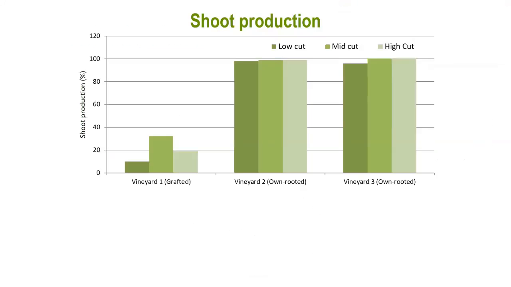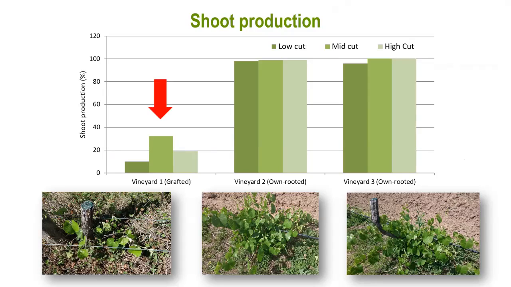After remedial surgery, we monitored the shoot production for 3 years. And what we found is that for vineyard 2 and vineyard 3, they recovered really well, and all vines produced new shoots, regardless if we cut them low, mid, or high, as you can see here on the graph. However, for grafted vines, particularly those that were cut low and near the graft union, they tend to produce shoots from the rootstocks rather than from the scions, as you can see here in the photo. And these results basically suggested that remedial surgery may be more suitable for own-rooted vines rather than grafted.